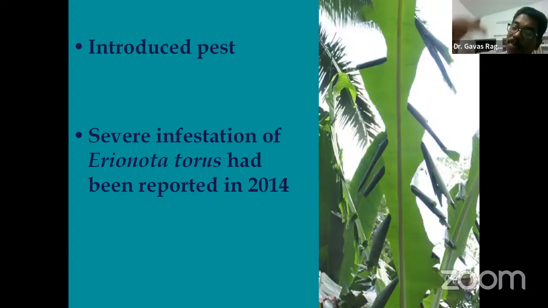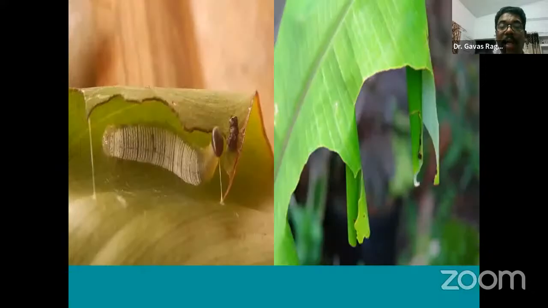From south, it has gone up to Maharashtra. Now it has also moved to Sri Lanka, where it's a severe pest now. So it was discovered in 2014. And this is the mature caterpillar, which cuts the leaf and makes cigar-shaped foldings in which it remains and feeds heavily on the leaf.